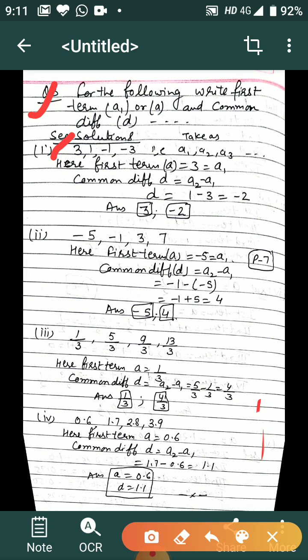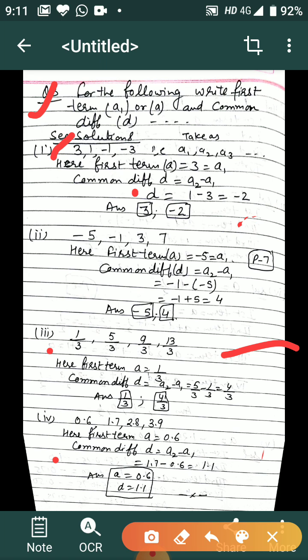The first term is A, and the second term gives D, A2 minus A1. So take it carefully. What is D? Sometimes it becomes negative also. The greater number is negative, so your answer will also become negative. And in the next question also: -5, -1, 3, 7. Again the first term A1 is -5, and what is the difference? A2 minus A1 becomes 4. And in fraction questions you will take the LCM. In decimal questions subtract carefully. Okay, so do these questions very carefully, don't be disturbed.